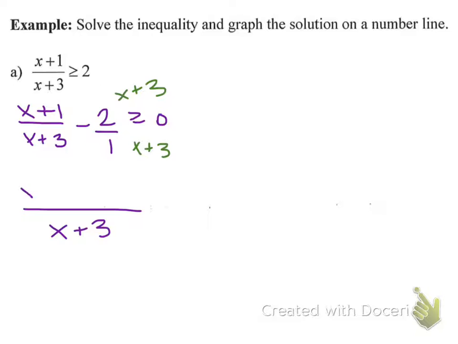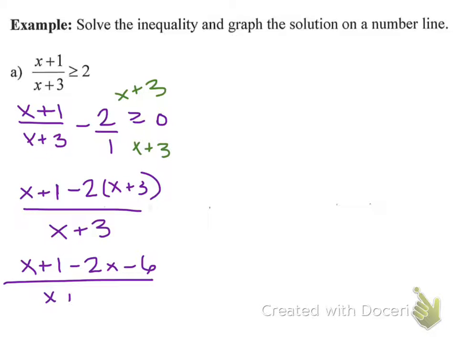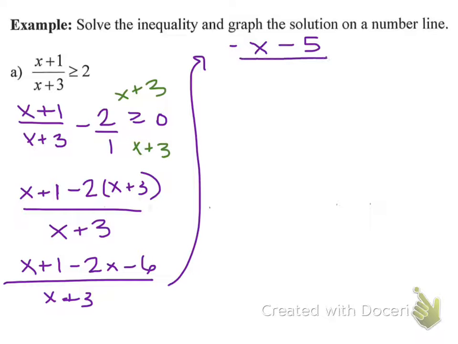My numerator will be x plus 1 minus 2 times the quantity of x plus 3. So we will have to distribute. So I'll have x plus 1 minus 2x minus 6 all over x plus 3. So combining like terms, I get negative x minus 5 all over x plus 3. And that has to be greater than or equal to 0.